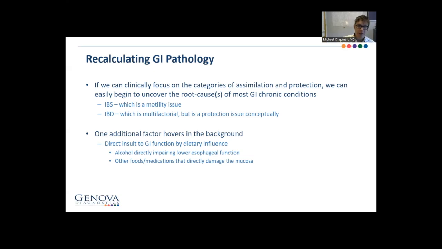One other additional thing to keep in the back of your head is that there's always direct insult to the GI tract from certain things. So I think of alcohol primarily. Alcohol is going to directly impair many different facets to the GI tract, from lower esophageal function, it's going to impact your microbiome. So these direct impacts, other foods and medications can be doing the same thing.